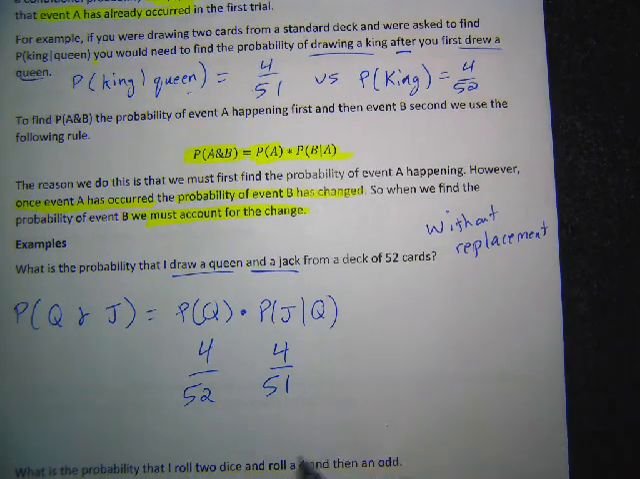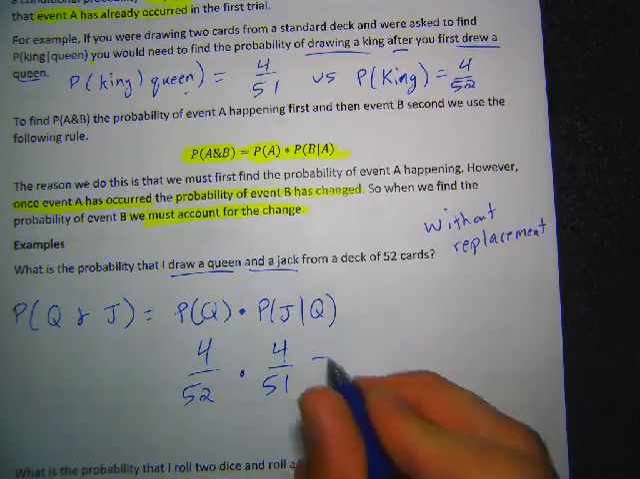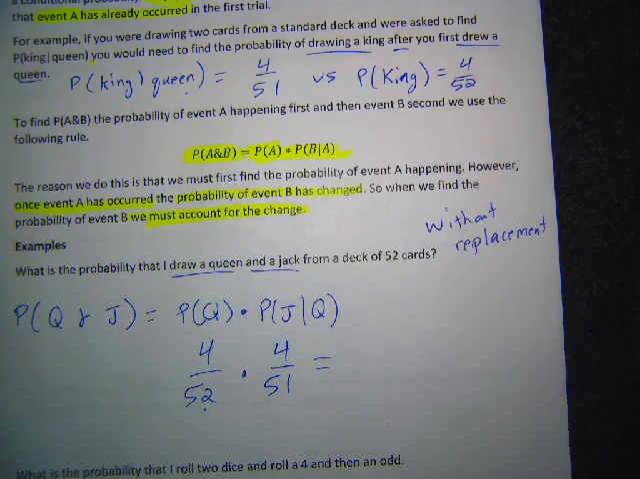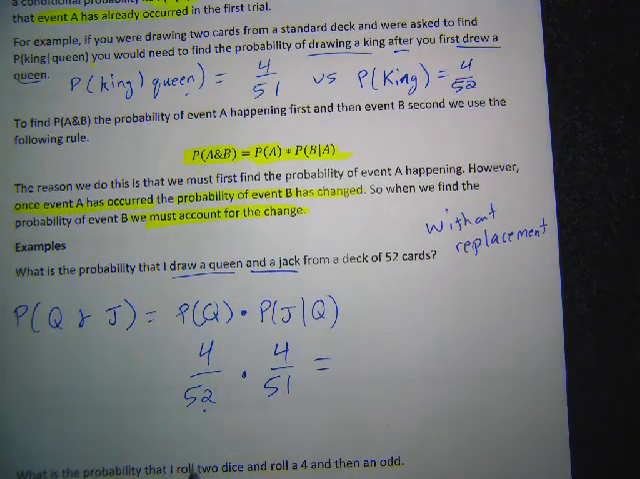So given the queen means now there's less cards to draw from. And that's what we'll multiply to get our answer. Now, something like this, you could just multiply it as is, but these are going to be kind of big numbers. So you could save yourself a little bit of multiplication if you simplify. Remember, you can always simplify before you multiply.